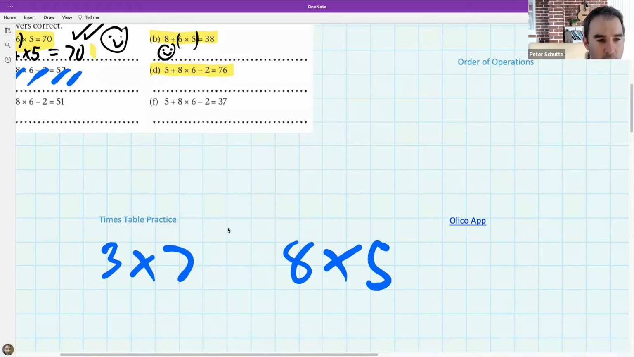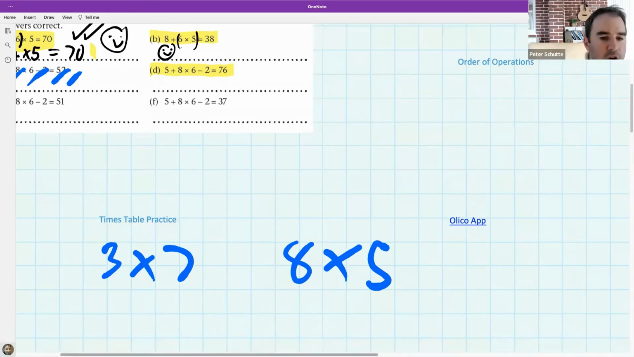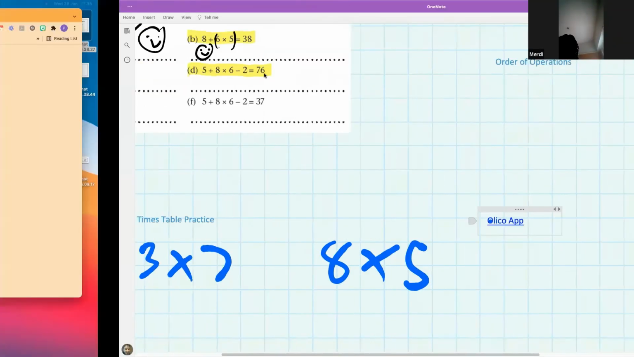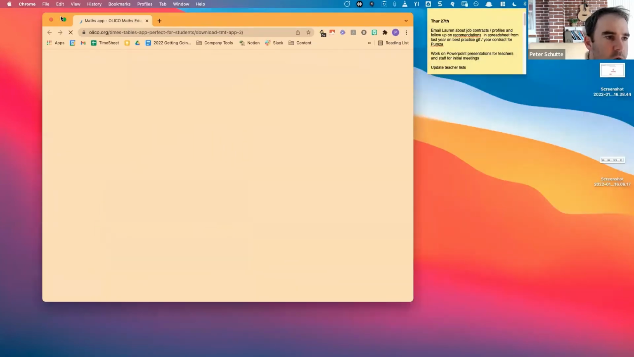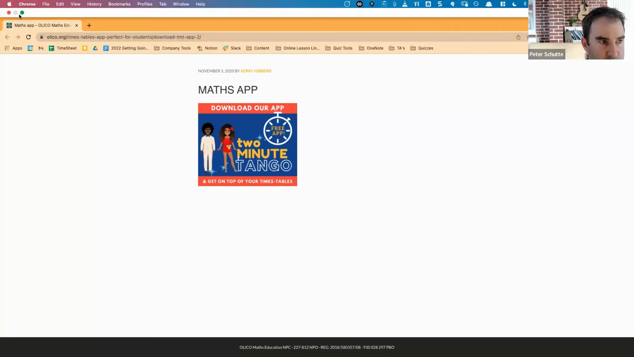Now, obviously, if you're at home and you need to practice your times tables, how do you do that? There's a very cool app that I use with my students called the Olico app. I just want to show it to you before we do our quiz. Let's just quickly get that out of the way. This Zoom thing just will not move. There we go. So I just want you to write that down in your book. If you want to practice your times tables by yourself, you'll notice that in this first section, times tables come up. I can do a lot of times tables in my head, and that comes from practice. But I want you guys to get as good as that.